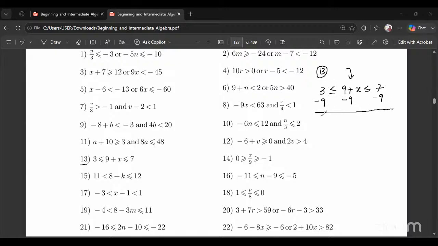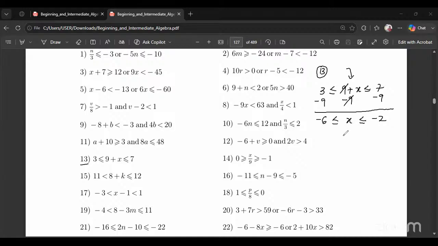So 3 minus 9 would be minus 6. And so we have less than or equal to 9 minus 9 is 0. So these guys cancel out. So we just have x right here. And we now have 7 minus 9, which is minus 2. So we are done. This is just the inequality. We are done with the inequality.